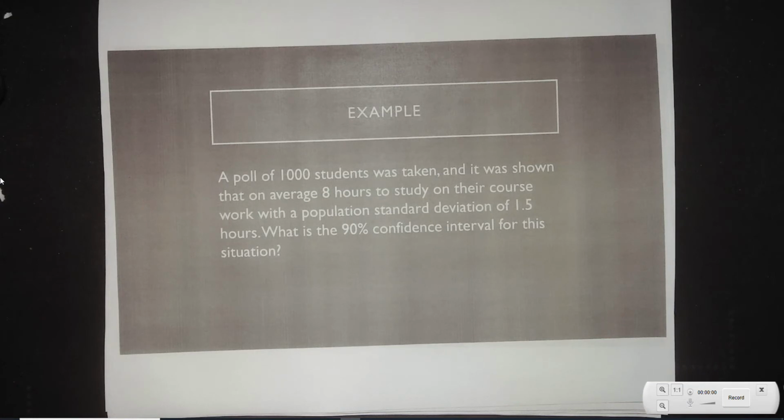A poll of 1,000 students was taken, and it was shown that on average, 8 hours. Well, that thing has a lot of bad English to it. So it's shown that students study on average for 8 hours on their coursework, with a population standard deviation of 1.5 hours. What is a 90% confidence interval for this? So we're going to go through some similar steps that we did for the other confidence interval.